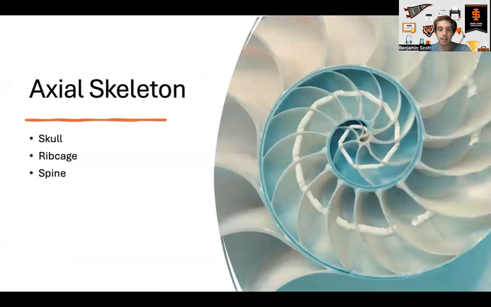So, like I said, axial skeleton, it just covers the skull, the rib cage, and the spine. With the spine, those of you that are going into medical fields, you're going to be required to learn about the spine and different parts. So, just a quick, easy mnemonic device to remember the parts of the spine.